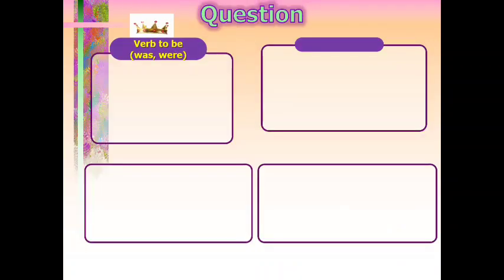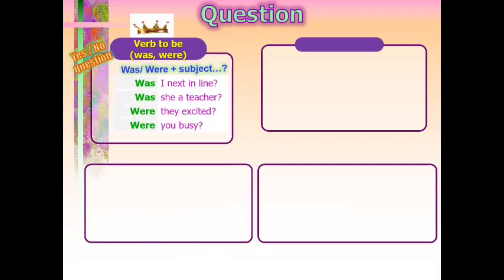The question form. For verb to be, with the yes or no question, we start with the form of verb to be in the past simple. Was or were plus the subject. Was I next in line? Was she a teacher? And to answer, the answer is yes, she was, or no, she wasn't. Were they excited? Were you busy? We can answer yes, I was, or no, I wasn't.